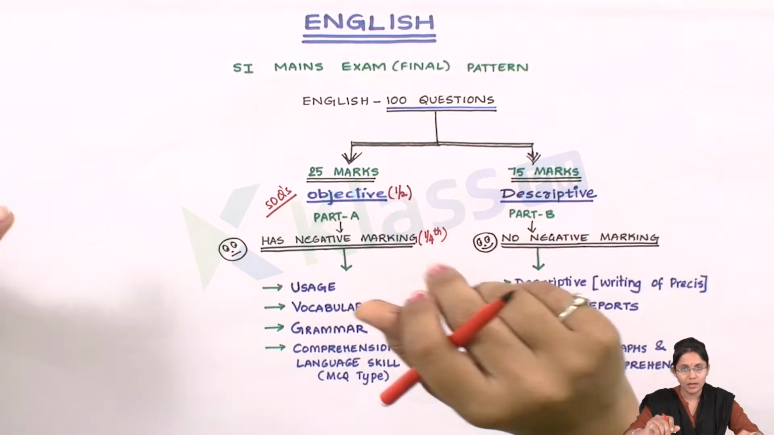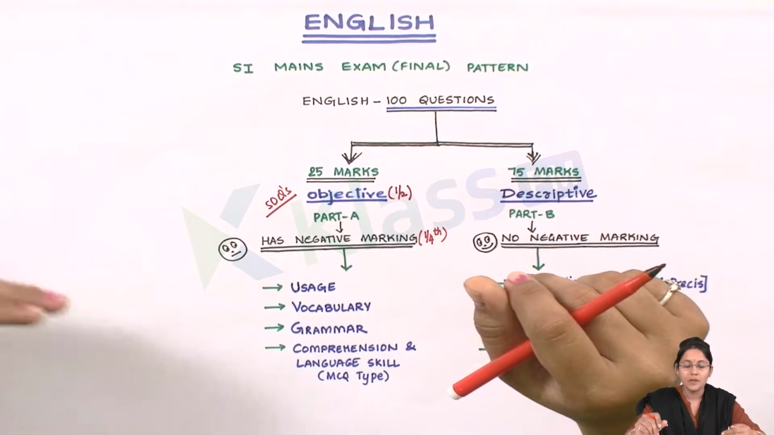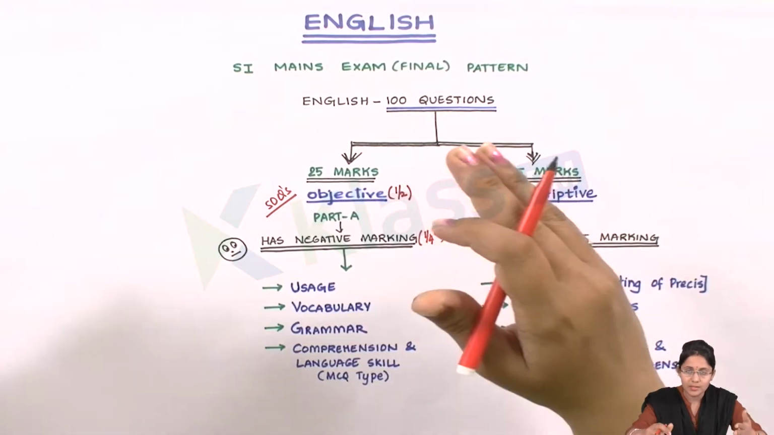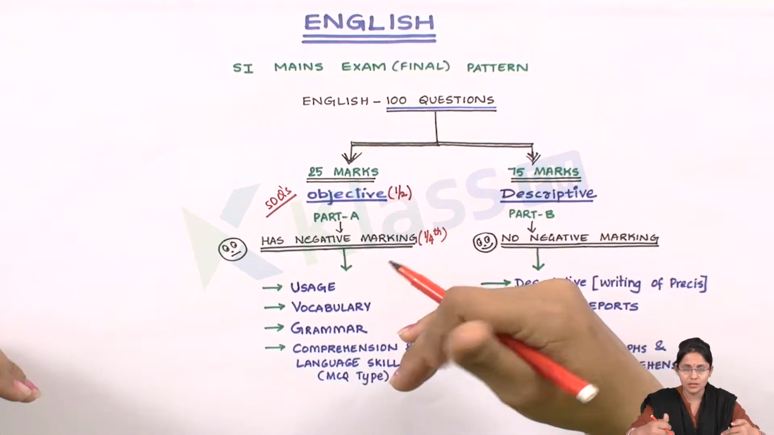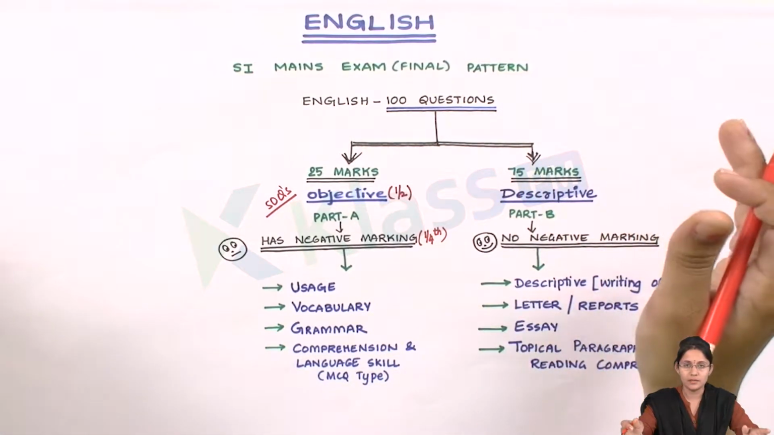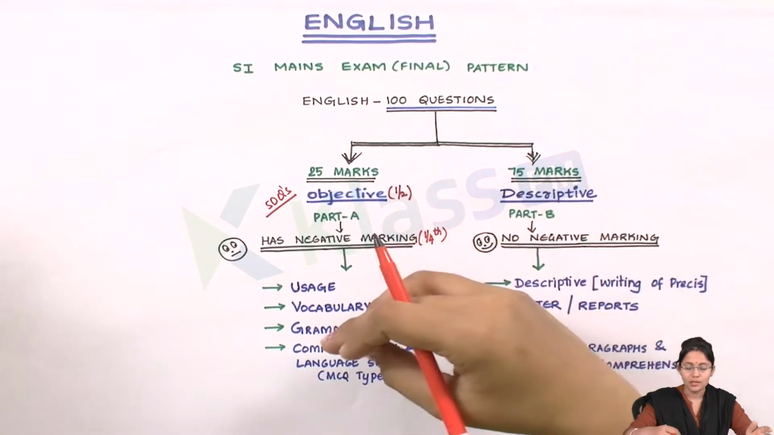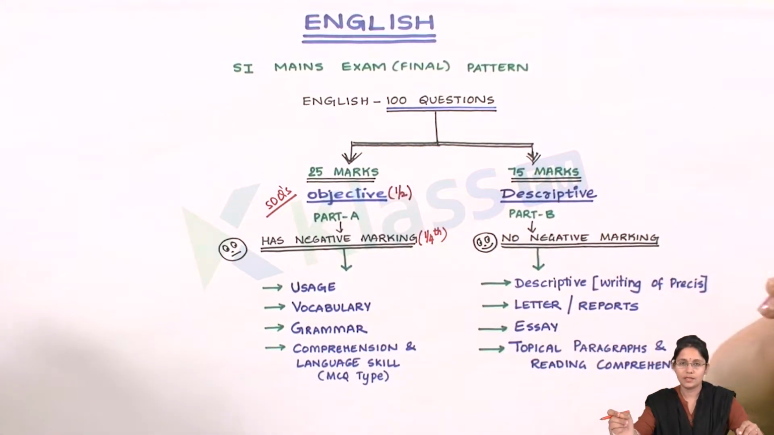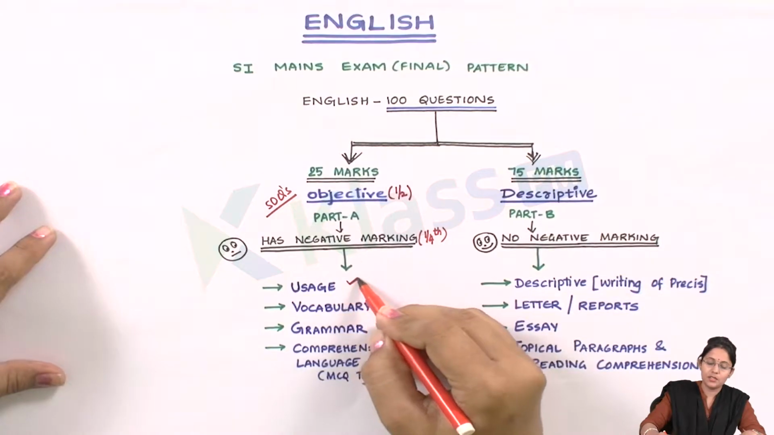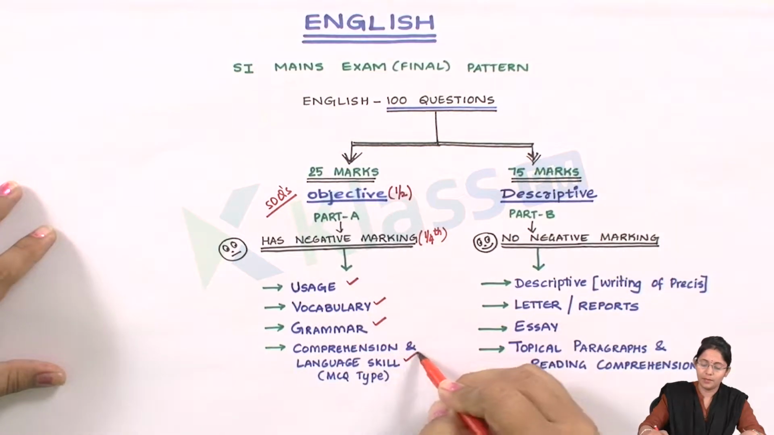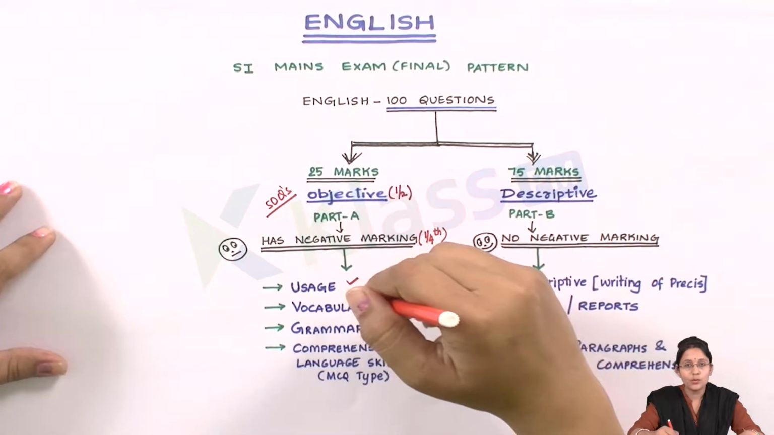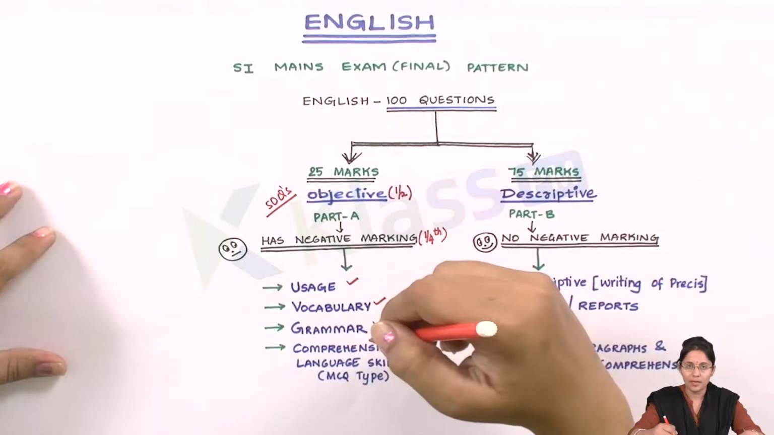They will give you a paragraph. You have to read the paragraph thoroughly. After reading the paragraph, based on that same thing, there will be some questions. You have to just mark the right answer based on that paragraph. So that is comprehension and language skill. So these are the things which you will get in the objective type. Okay. So usage, vocabulary, grammar and comprehension.